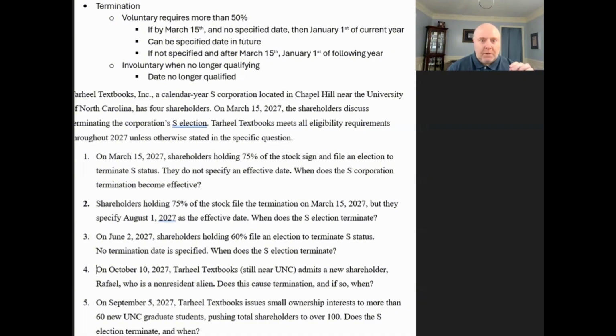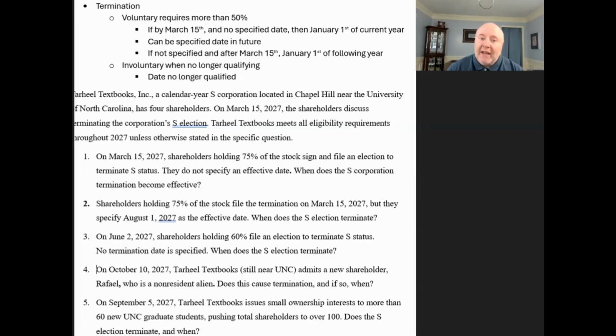Now, if they made this election on March 12th, they could not say, hey, we want to terminate on February 1st. No, no. If you're going backwards, it's all the way back to the beginning of the year. Otherwise, it has to be a future date of termination.